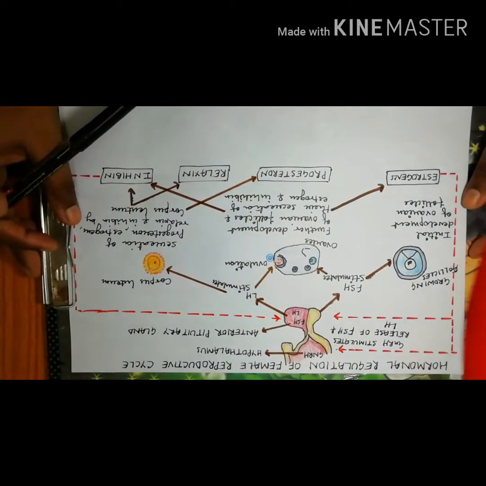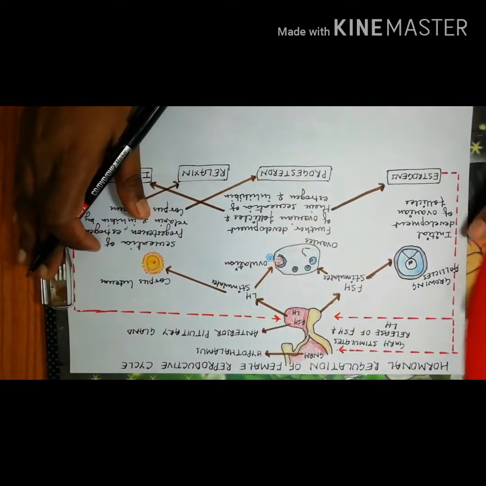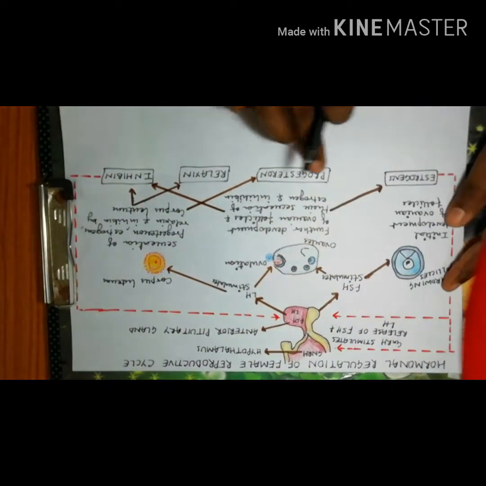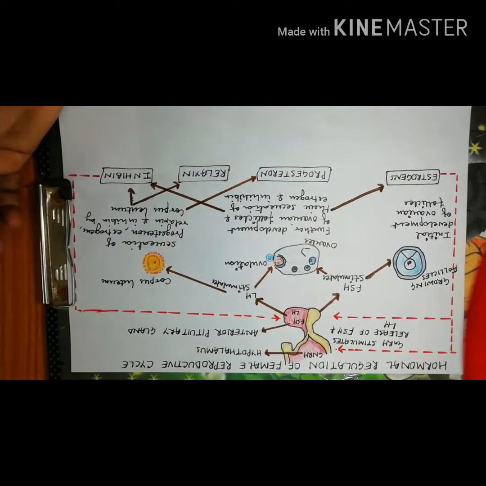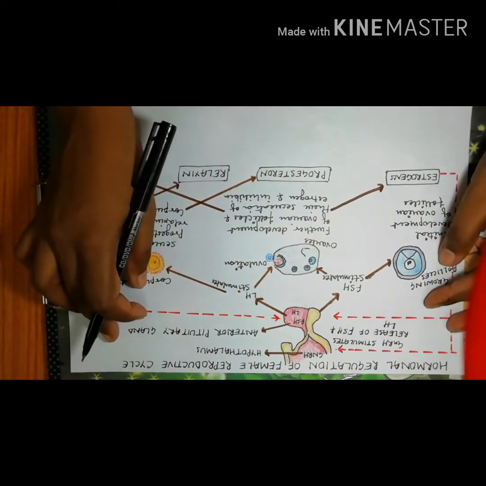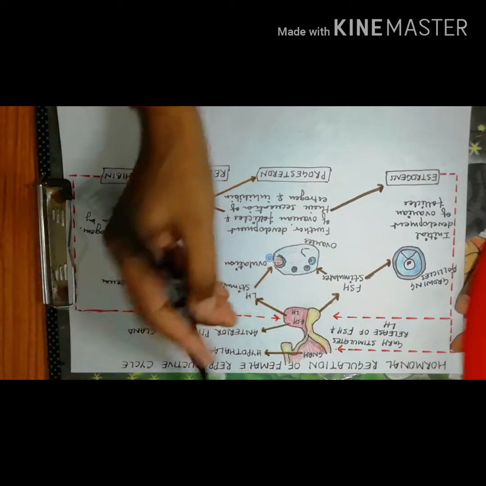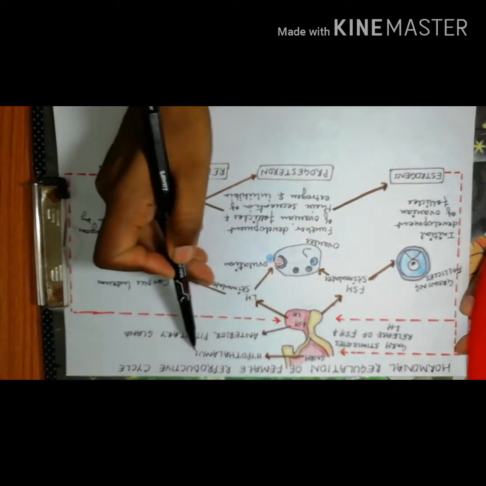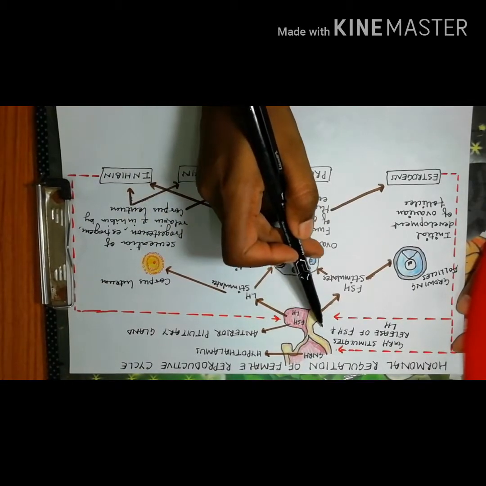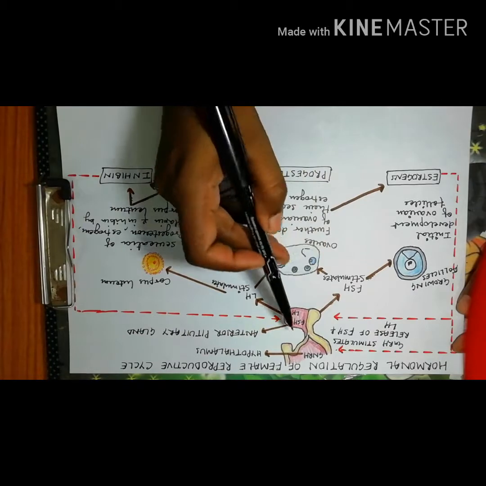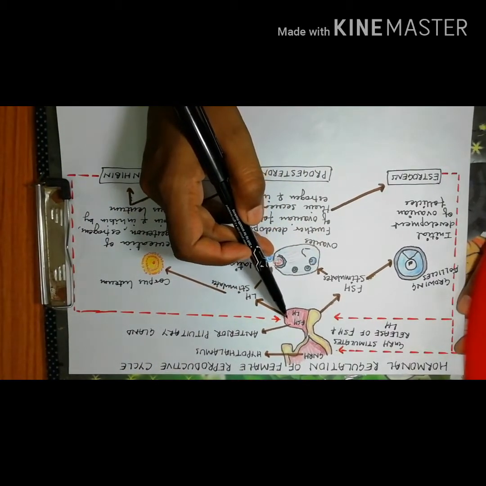So let's start. I have drawn the diagram of this hormonal regulation in the female reproductive system, or female reproductive cycle. As you are all watching, this portion is the hypothalamus, this is the anterior pituitary. I mean it is a complete pituitary gland, and this part is the anterior pituitary part.